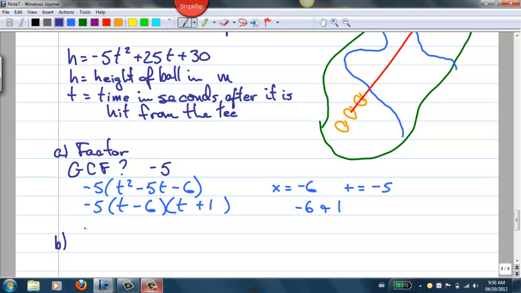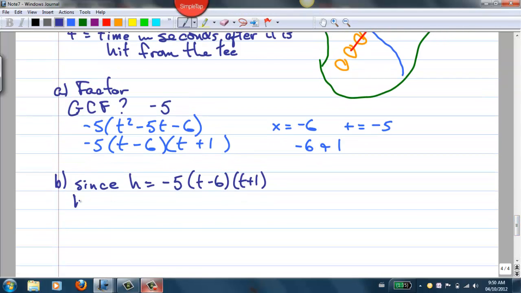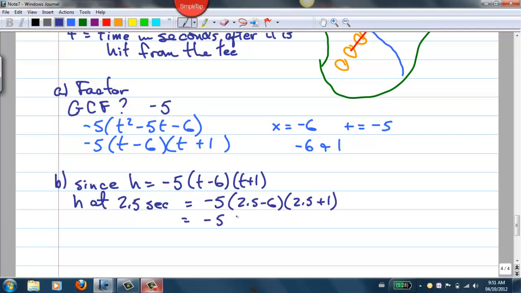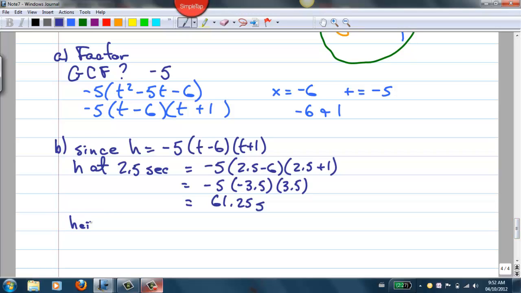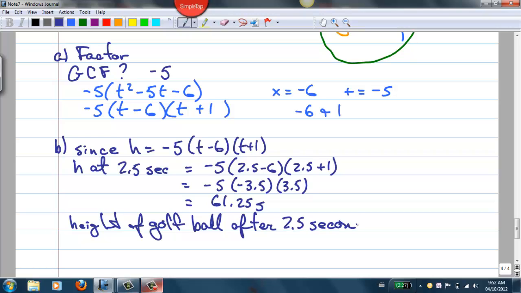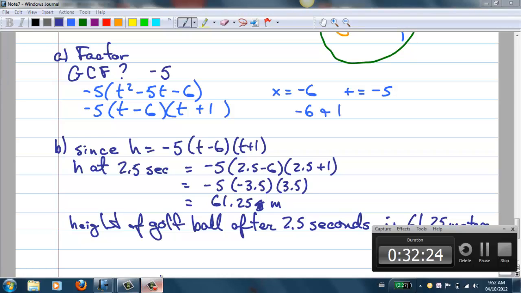Second part, it says find the height of the ball after 2.5 seconds. Well, since t is time in seconds, we can replace the t with that 2.5. So we end up with negative 5 times 2.5 minus 6 and 2.5 plus 1, or negative 3.5 and positive 3.5. And when we multiply that out, we get positive 61.25 meters, not seconds. So the height of the golf ball after 2.5 seconds is 61.25 meters.